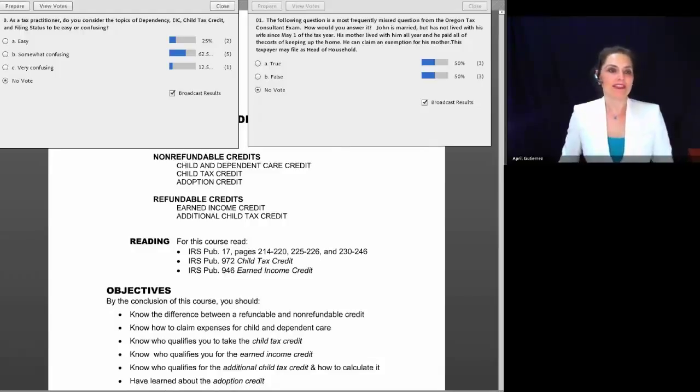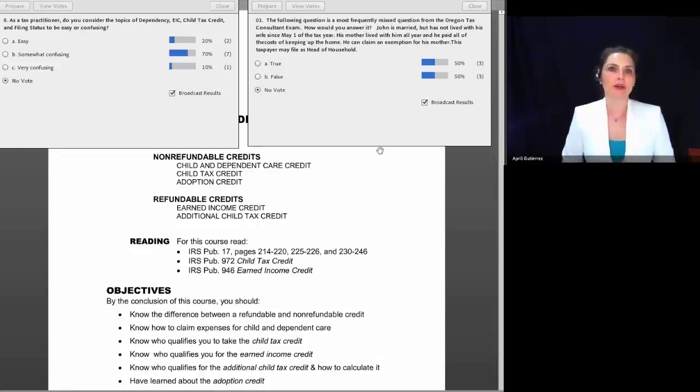The question I asked was, as a tax preparer, do you consider the topics of dependency, earned income credit, and child tax credit to be simple, easy, or confusing? Where do you find them? Most of you are saying somewhere in the middle. I think it's easy, but sometimes I'm confused. One person said I find it very confusing, and a couple of people have said I find it super easy. So just to drive home a point, I decided to put up a question on the screen.